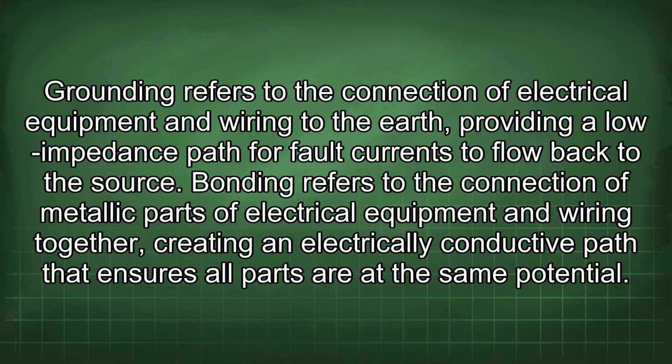Grounding refers to the connection of electrical equipment and wiring to the earth, providing a low impedance path for fault currents to flow back to the source. Bonding refers to the connection of metallic parts of electrical equipment and wiring together, creating an electrically conductive path that ensures all parts are at the same potential.